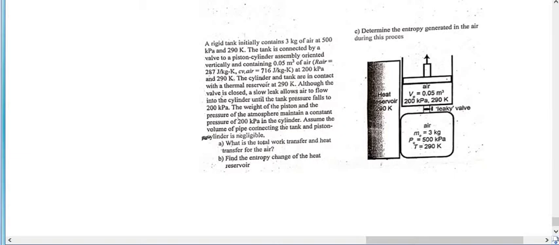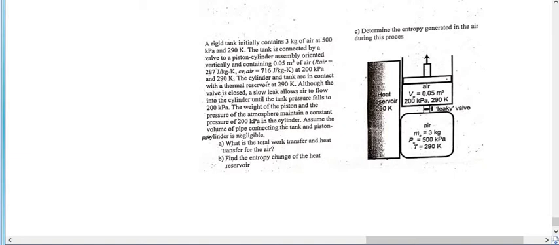Welcome to our new tutorial video on the continuation of solving problems of thermodynamics of MIT. This is problem 12 from our problem set. So we start with reading the question as usual.